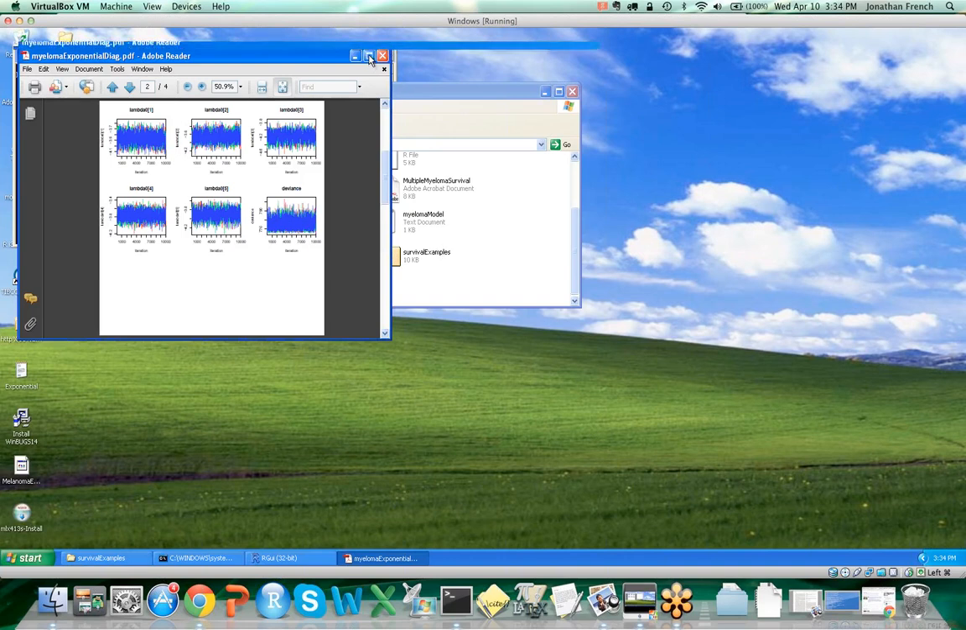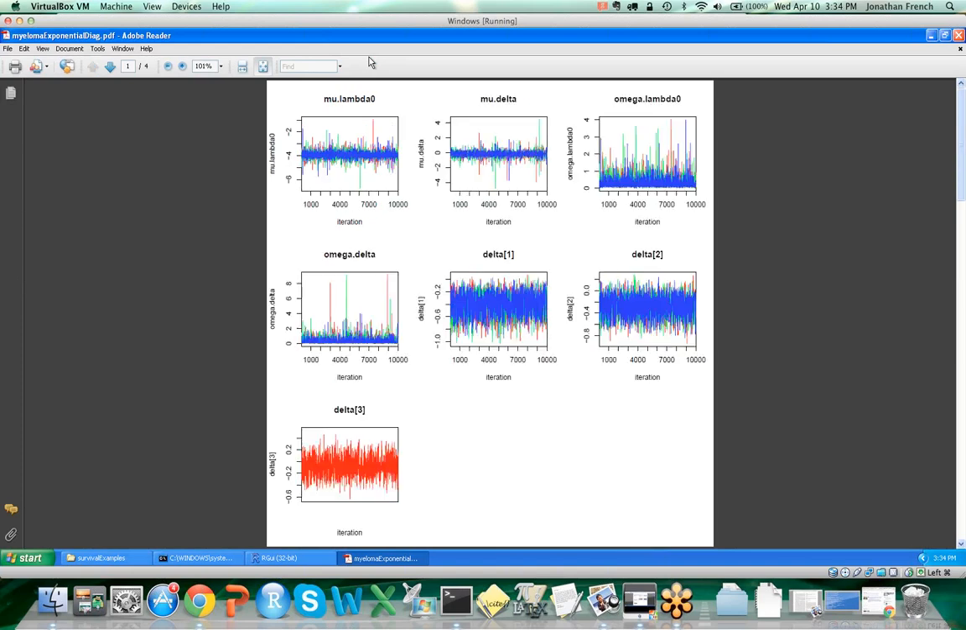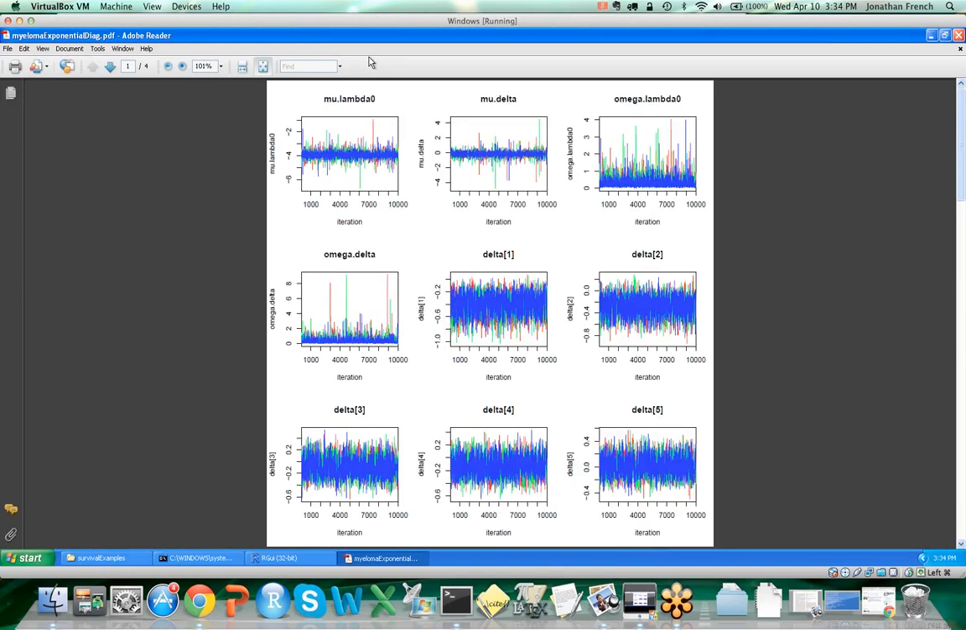So you can see from our trace plots that the burn-in seemed to be adequate. We get pretty well converged Markov chains, and there are a few little spikes here and there. We see mu lambda spiking up to some big values, and omega delta we get some fairly large values, up to maybe 8 or 9. But the bulk of them are centered down here at relatively small values.